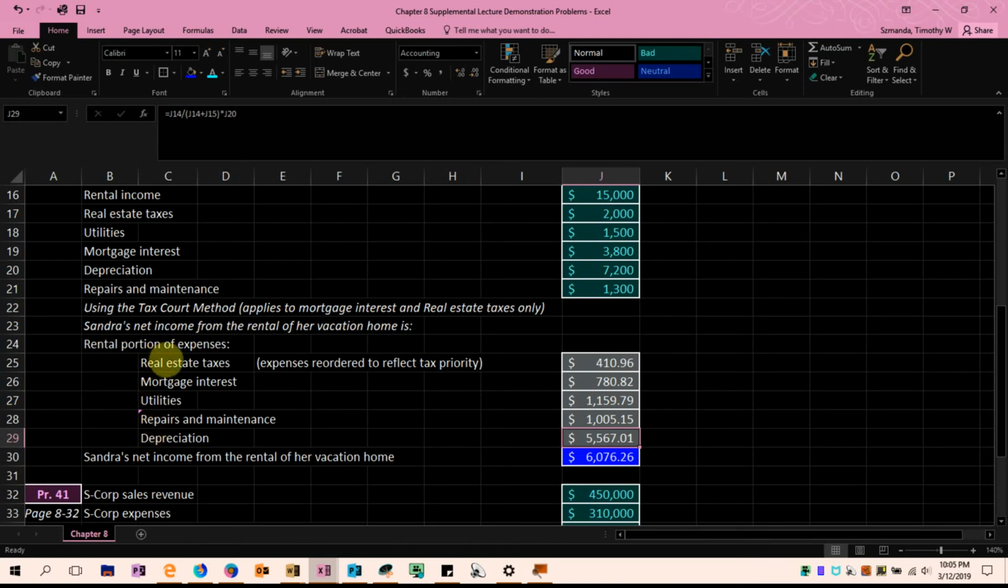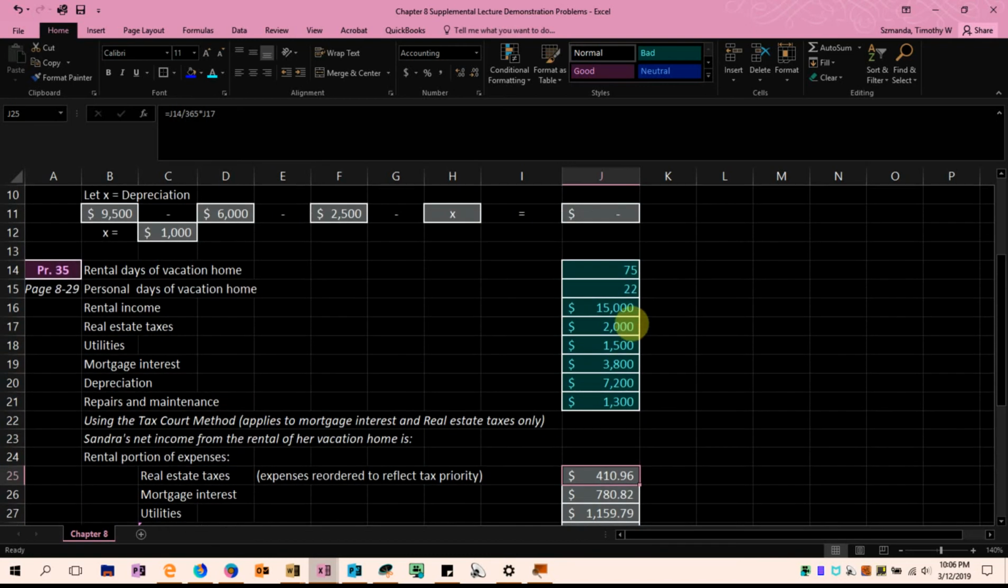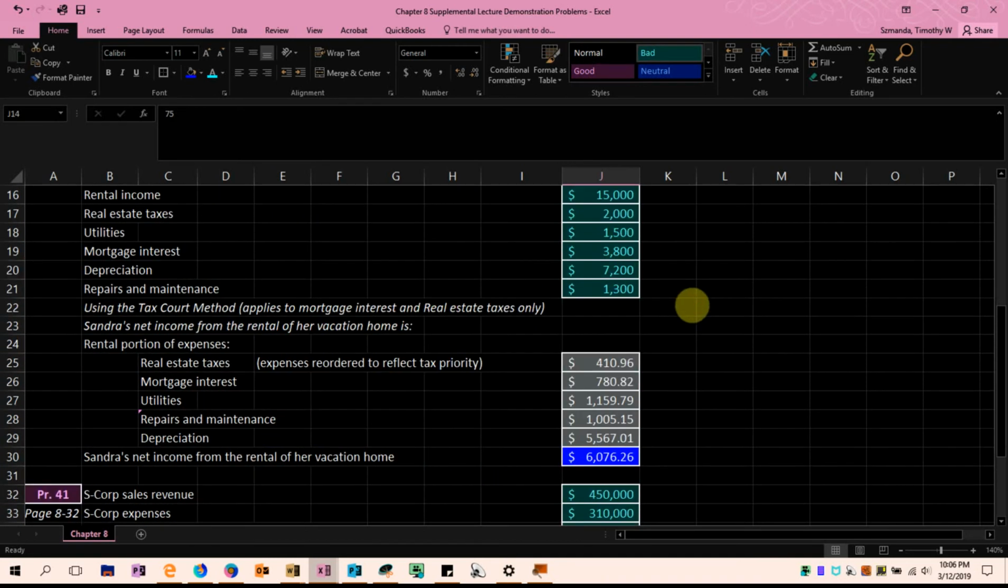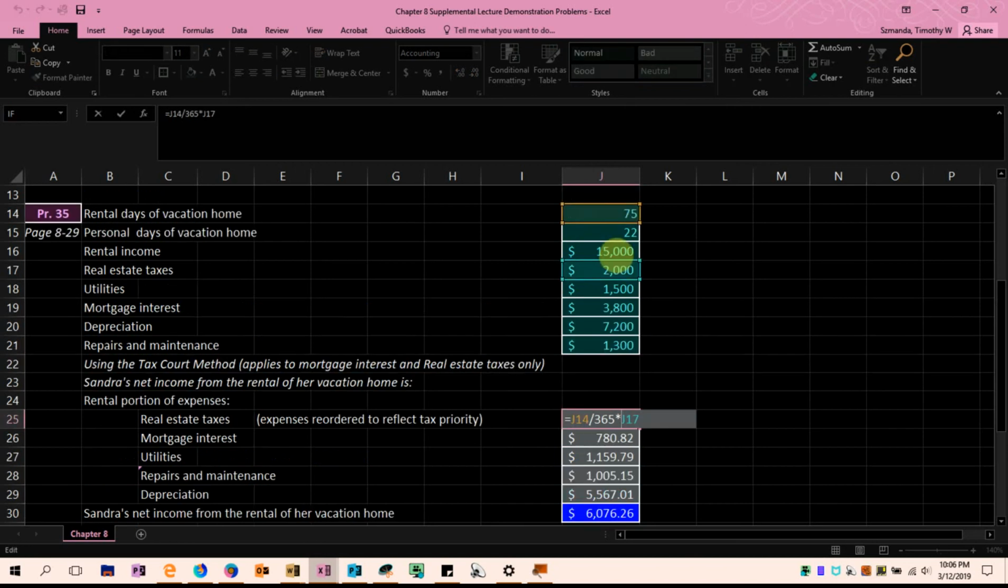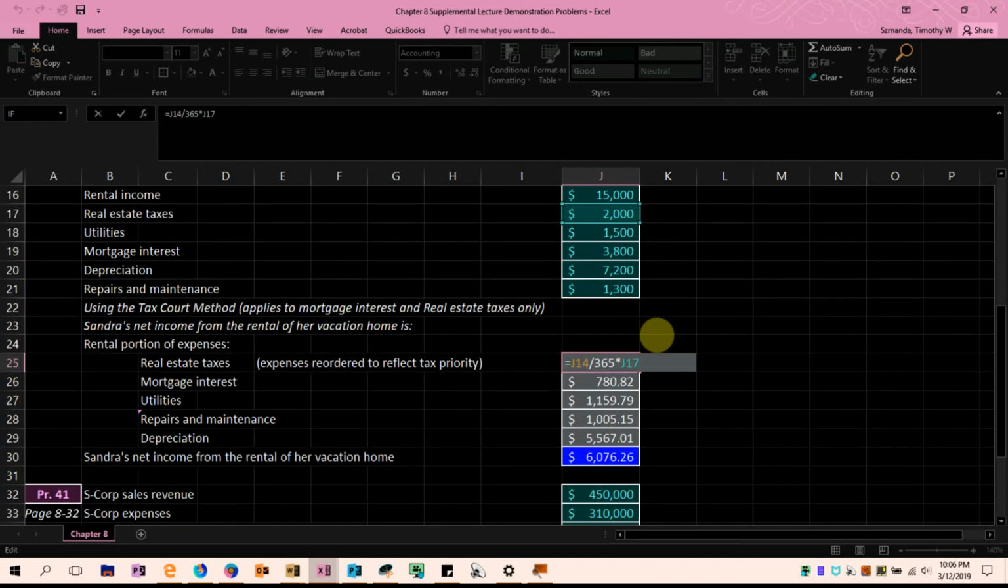Okay, so we have to allocate these shared expenses between rental and personal use. And as I said earlier, using the tax court method, we're going to allocate these expenses based on the number of days of rental, which is 75, divided by 365. So we're going to take the 75 days divided by 365, and then multiply it by our real estate taxes of $2,000. So that's the tax court approach, using 365 as a denominator.